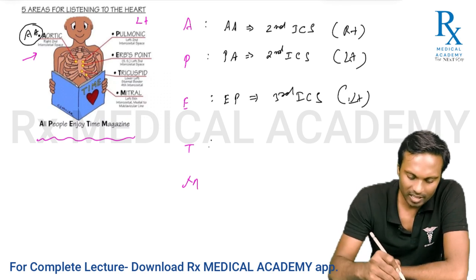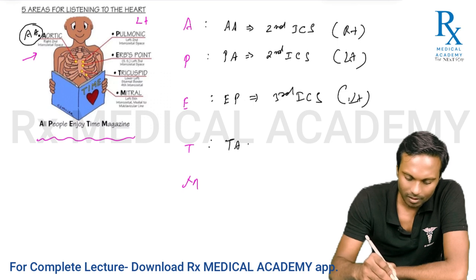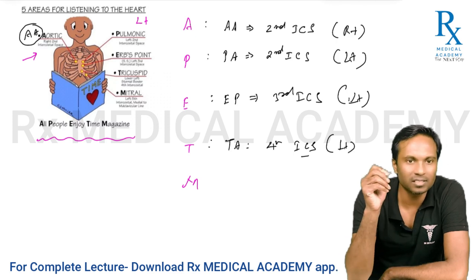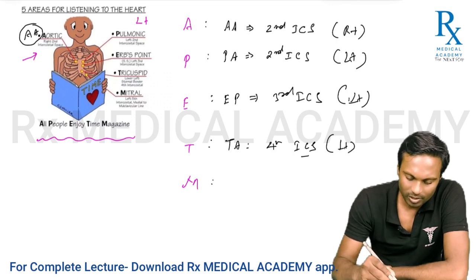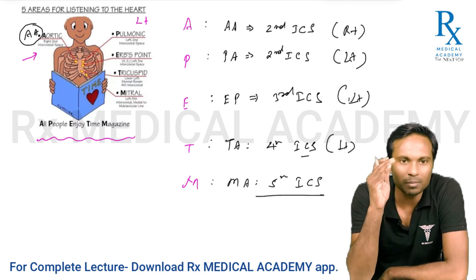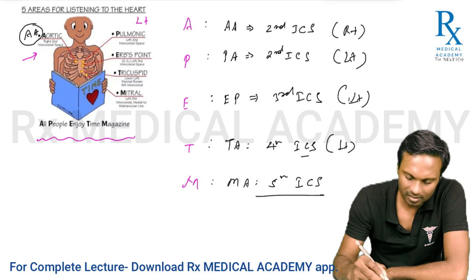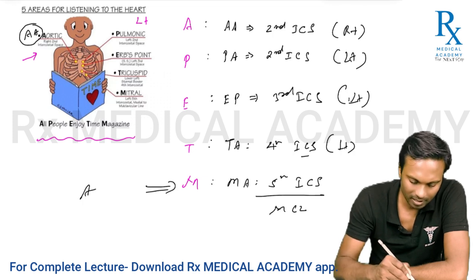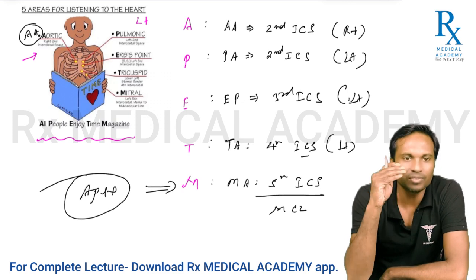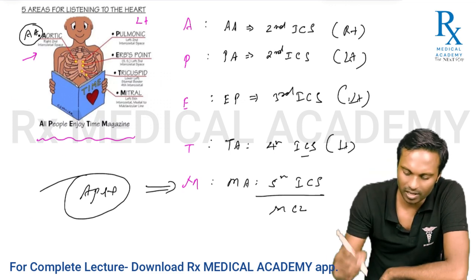Then you have the tricuspid area, situated in the fourth intercostal space, left side, just in the parasternal region. Last, you have the mitral area. This is situated in the fifth intercostal space, but this is not in the parasternal region. This is situated in the midclavicular line, and this mitral area corresponds to the apex. Okay, so these are various auscultation areas of the heart.